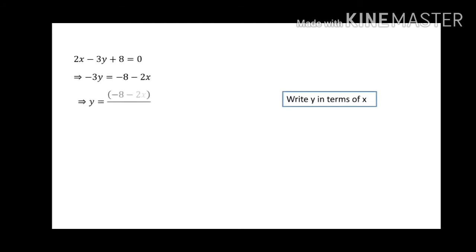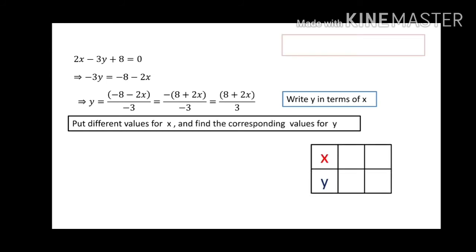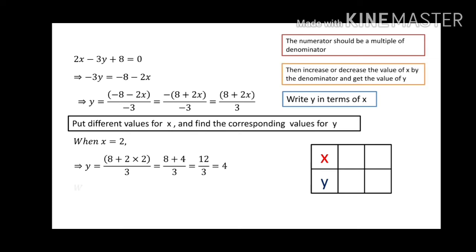Same thing, y we will write in terms of x. Once we get y in terms of x, we can put different values for x and get values for y. So here we can see that the numerator should be divisible by the denominator. If I take x equals 2, y will be 12 by 3, that is 4. This one we have already done earlier. The same thing we are proceeding with.